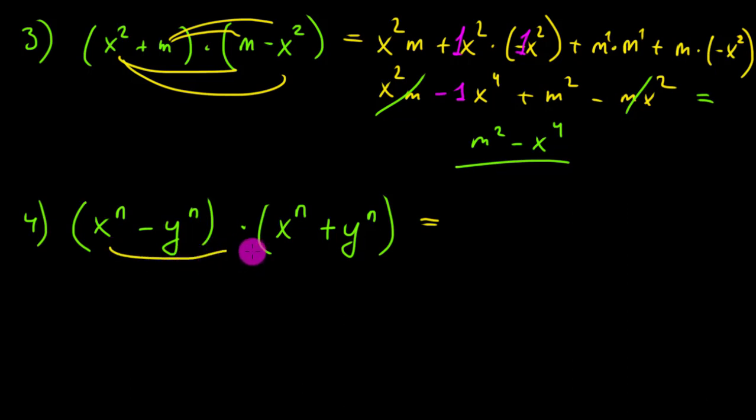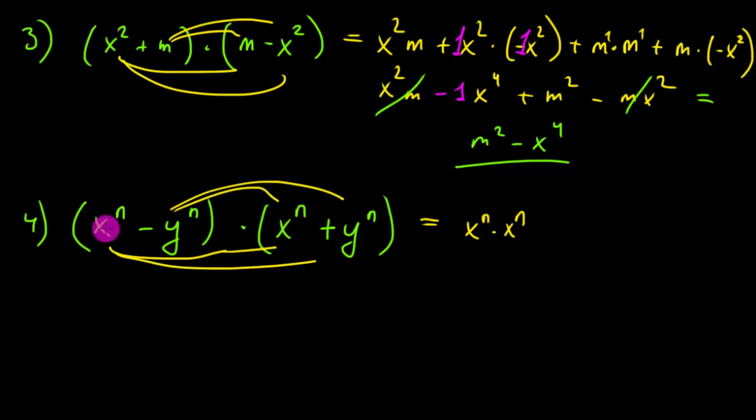Okay, x to the power of n, x to y, y to x, and then y to y. So x to the power of n times x to the power of n, and then this one, x to the power of n times y to the power of n, and then minus y to the power of n times x to the power of n, and then minus y to the power of n times y to the power of n.